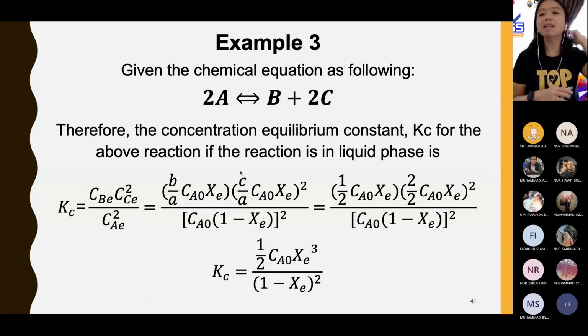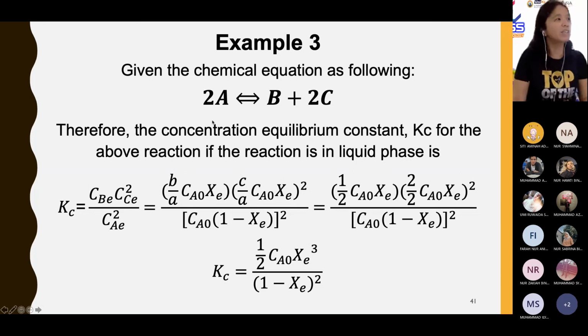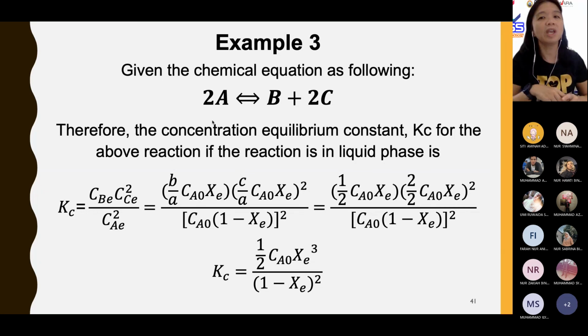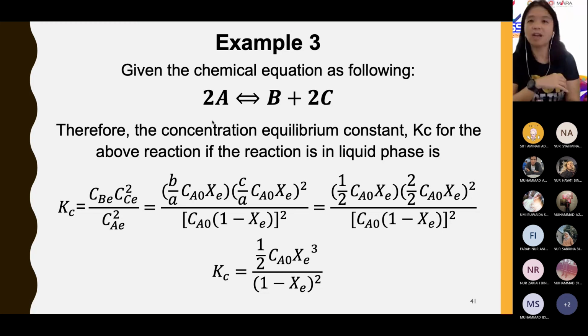Right. So now, let's say kita nak express sekarang Kc. Kita nak express Kc untuk this reaction. So the reaction is 2A to produce B and 2C. Okay, macam mana kita nak tahu tindak balas tu reversible ke tak? Of course, the first way is to read the sentence lah. Of course they will write it. Okay, this is the reversible reaction or irreversible reaction.